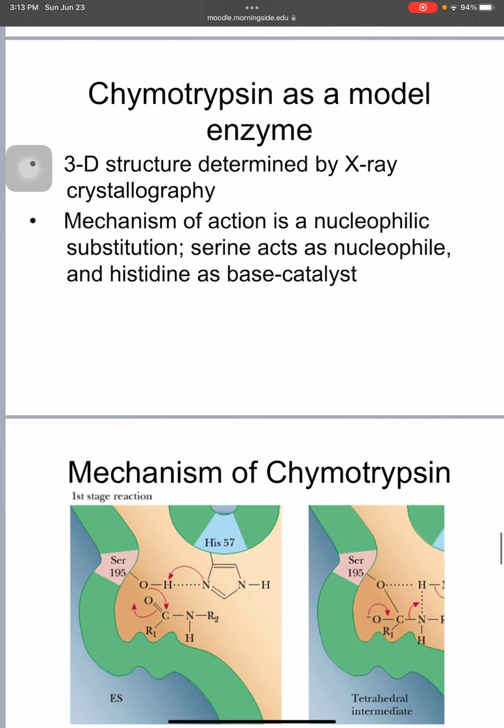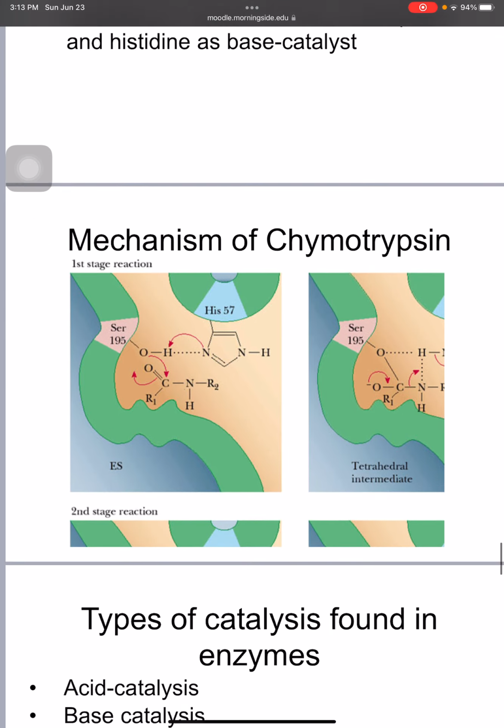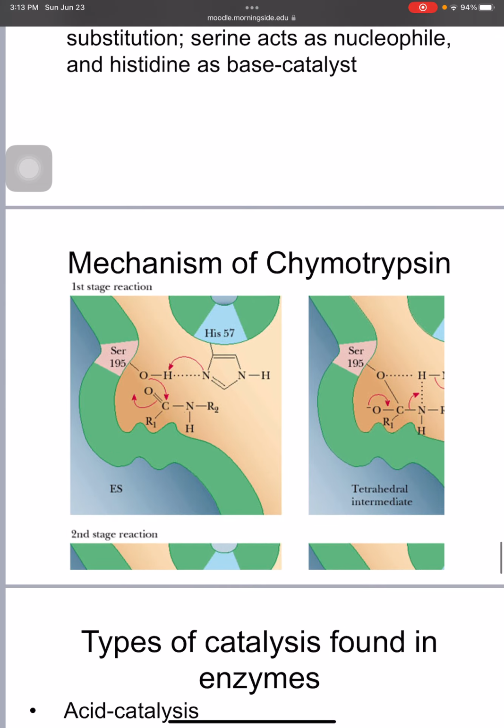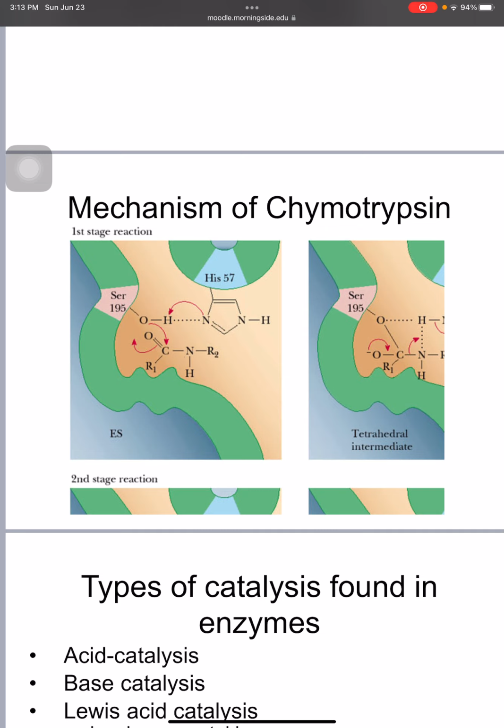at that active site. Remember, what does chymotrypsin do? It cleaves peptide bonds. So we're going to show how it cleaves a peptide bond of an incoming peptide or protein. All right. So here's the mechanism of chymotrypsin. Now, this picture is way cut off on the iPad. You should be able to see it on the computer and the book.